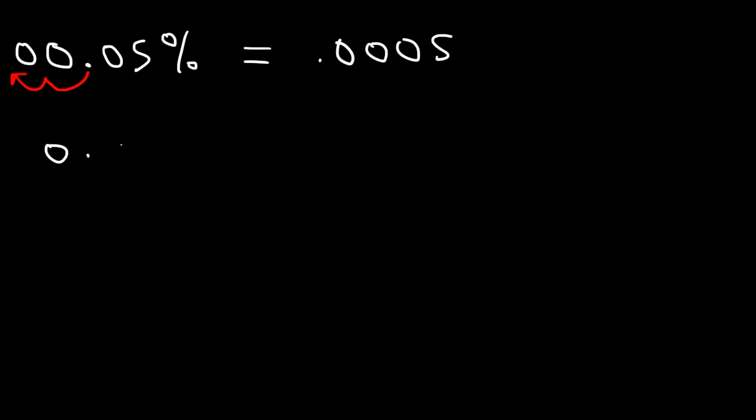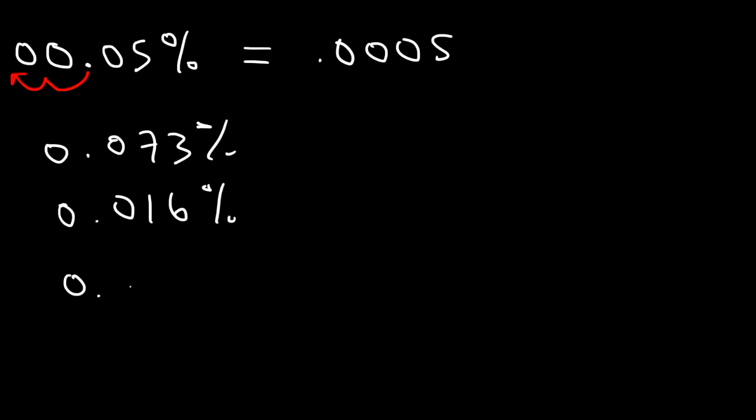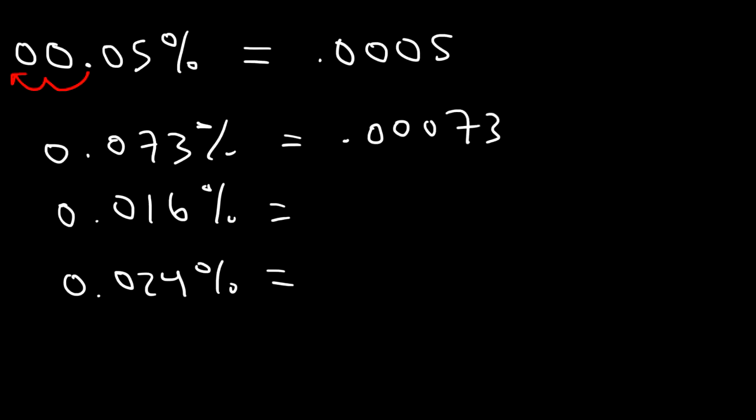Now try these: 0.073%, 0.016%, and 0.024% for the sake of practice. So 0.073%, all we've got to add is 2 more zeros. It's going to be 0.00073. And 0.016 is going to be 0.00016. And then this is 0.00024. And that's about it.